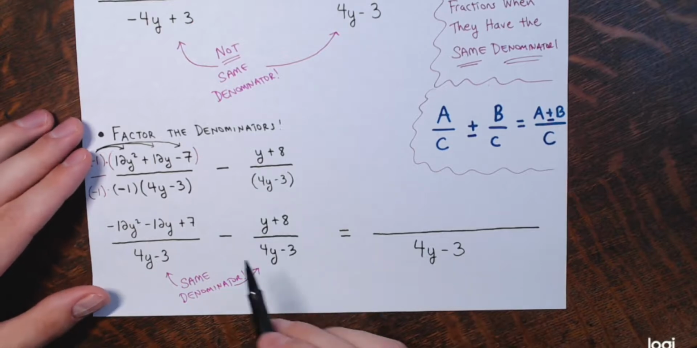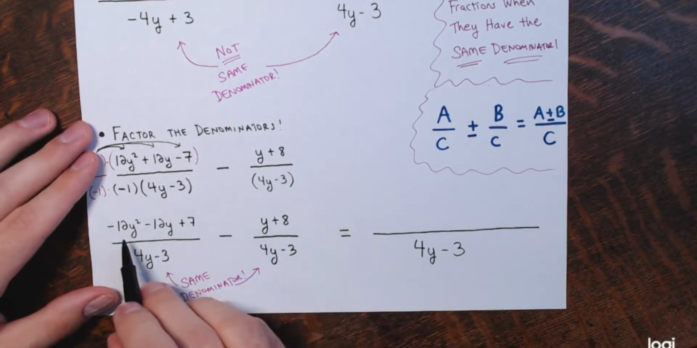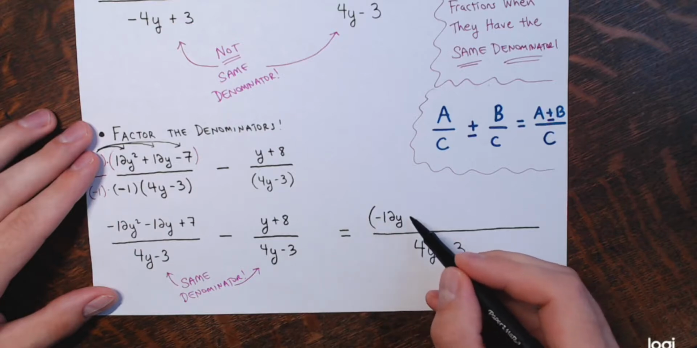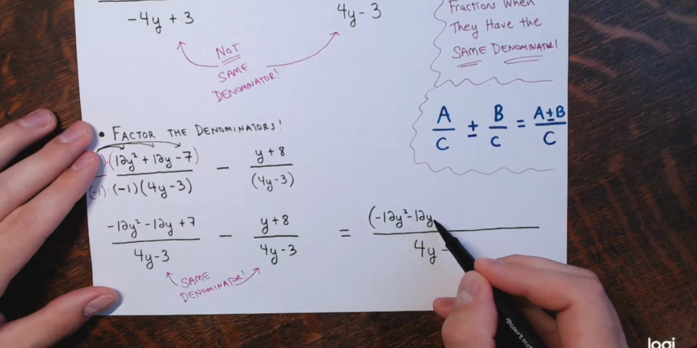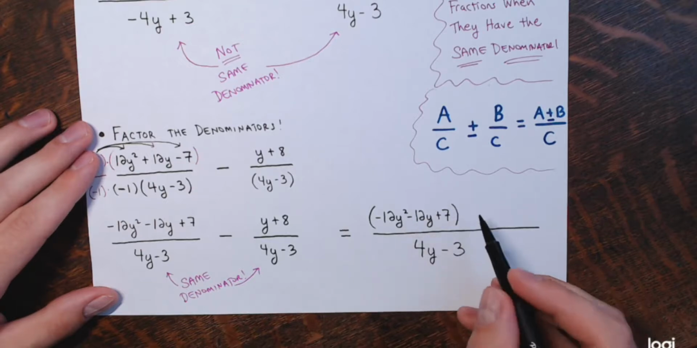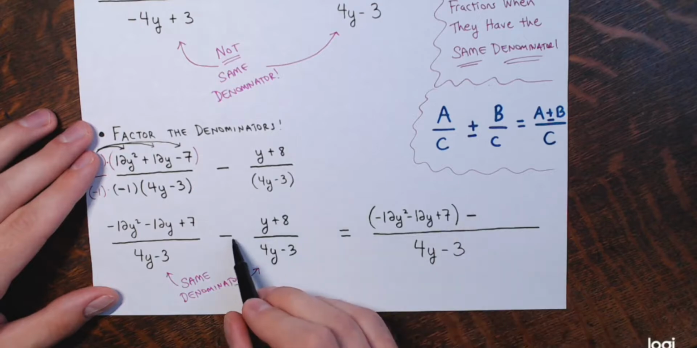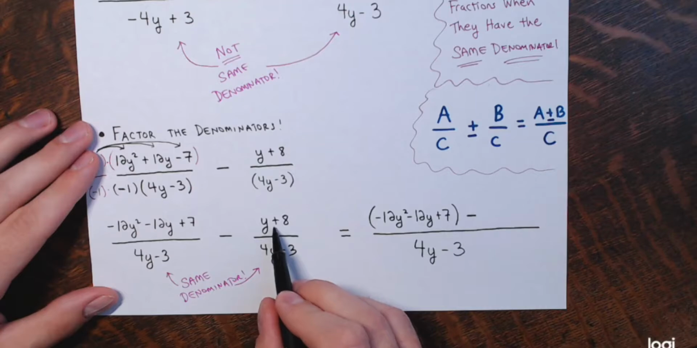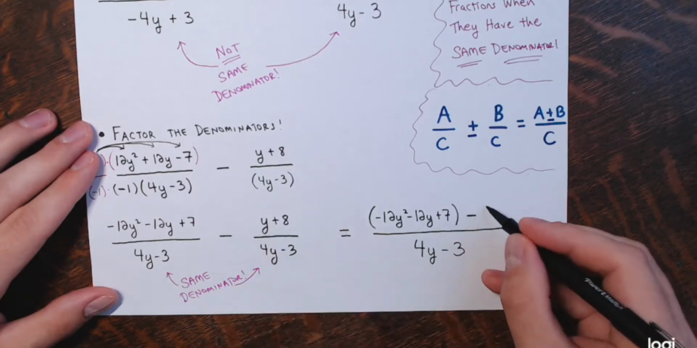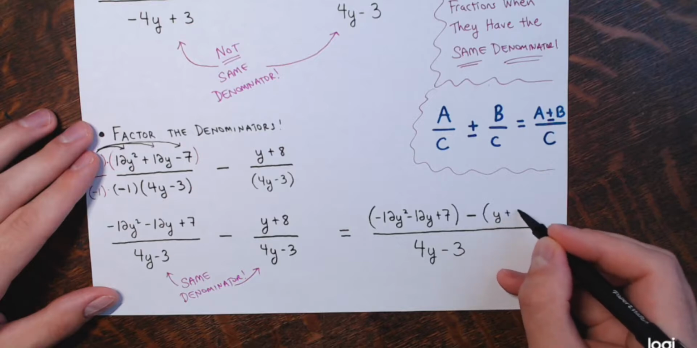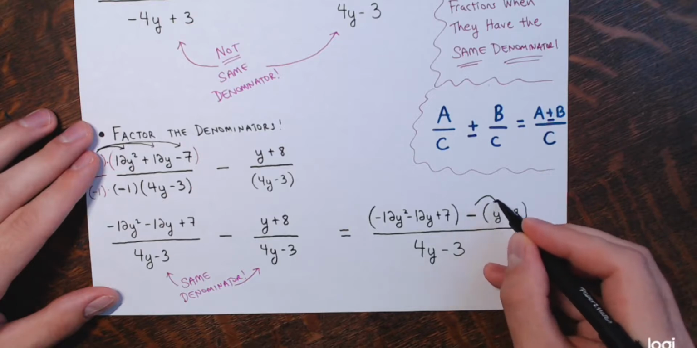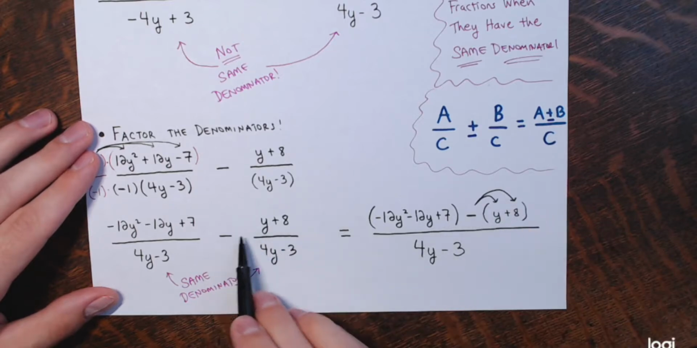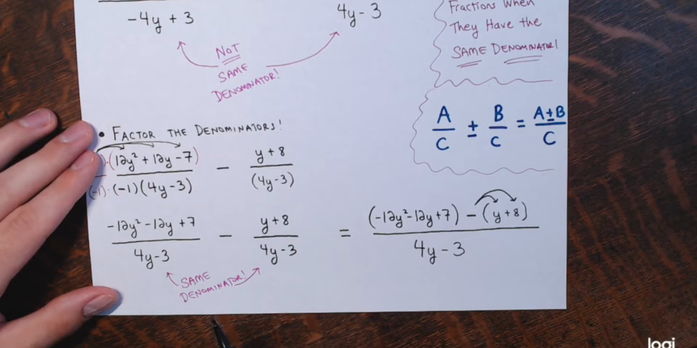All right, so be careful with subtraction. You're taking this first numerator, negative 12y squared minus 12y plus 7. You're taking all those terms and subtracting not just y, right? You're subtracting the entire second numerator. So I'm subtracting the quantity y plus 8, right? You're subtracting the y and the positive 8, right? So when there's minus, you're distributing the negative to every term of that second numerator.